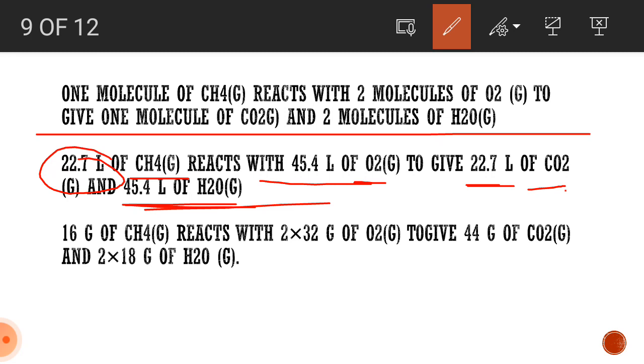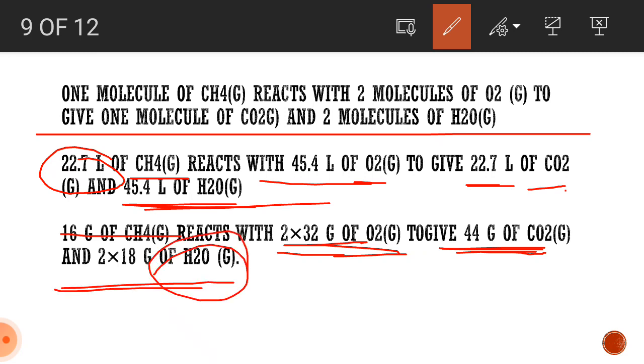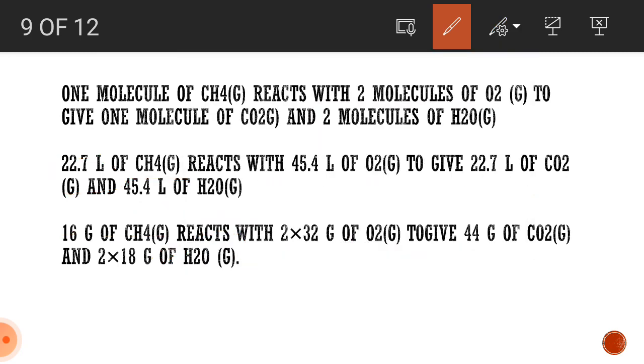Similarly, if 16 grams of methane reacts with 2 into 32 grams of oxygen, since there are 2 oxygen molecules, we will get 44 grams of carbon dioxide and 2 into 18 grams of water molecules. We have made these statements mainly by using stoichiometry and stoichiometric calculations.